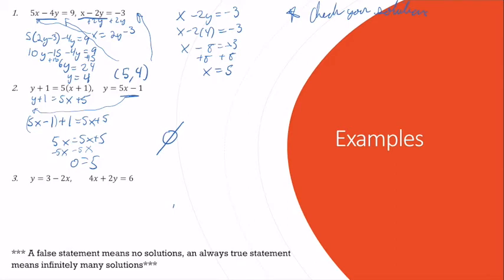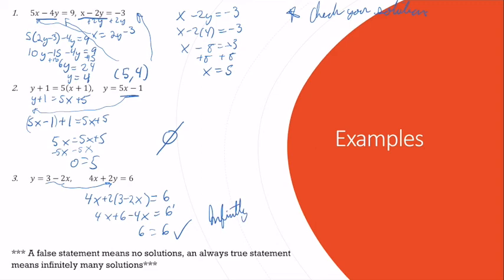Let's go ahead and solve this third example. If I take 3 minus 2x and substitute in for y, I have 4x plus 2 times (3 minus 2x) equals 6. 4x plus 6 minus 4x equals 6. I get 6 equals 6. This is a true statement, so there are infinitely many solutions. So if you looked at a graph of these two lines, they would be the same line.